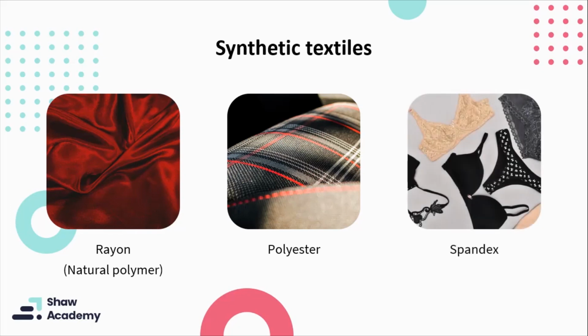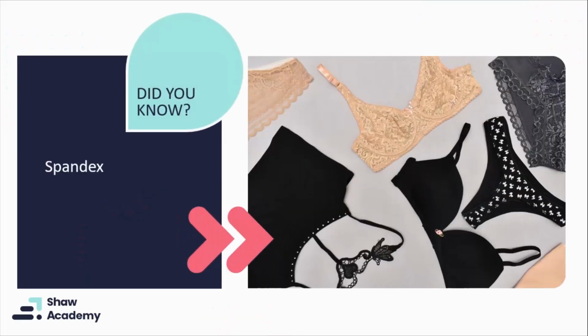Spandex, also known as elastine or lycra, is a blend of several fibers to add stretch and is thus characterized by its extreme elasticity. Here is a little fun fact for you about spandex. Spandex is an anagram for the word expands. So, if you rearrange the word expands, you will be able to spell spandex. I thought this was such a cute little fact.